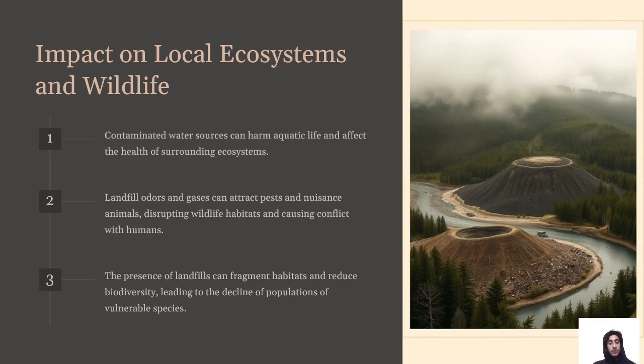So what is the impact of landfills on local ecosystems and wildlife? Starting from the first point, contaminated water sources can harm aquatic life and affect the health of surrounding ecosystems. Moving on to the second point, landfill odors and gases can attract pests and nuisance animals, disrupting wildlife habitats and causing conflict with humans. And lastly, the presence of landfills can fragment habitats and reduce biodiversity, leading to the decline of populations of vulnerable species.